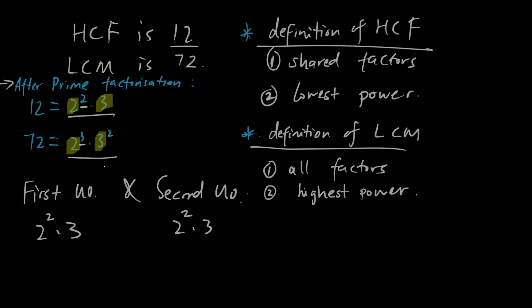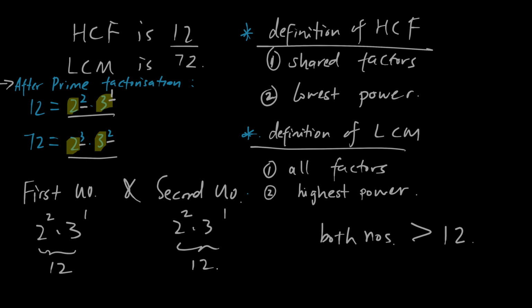Next, what's the lowest power for the 3 here? The lowest power is actually 1, because it's 1 and then the power is 2 here. So the lowest power for 3 in this case is 1. This forms the basis for the first number and the second number. The second requirement from the question is both numbers must be bigger than 12. So you will see that the first number is 12 here.